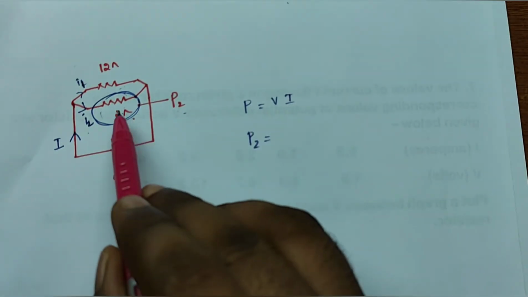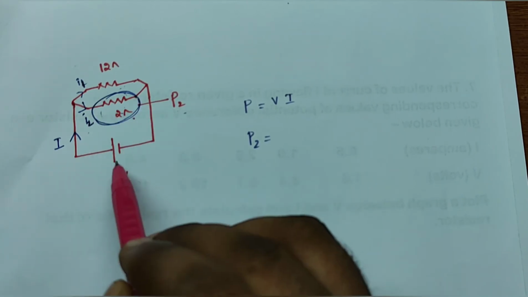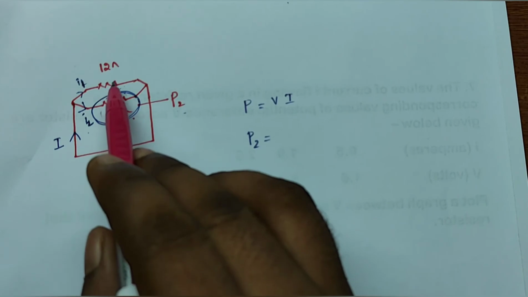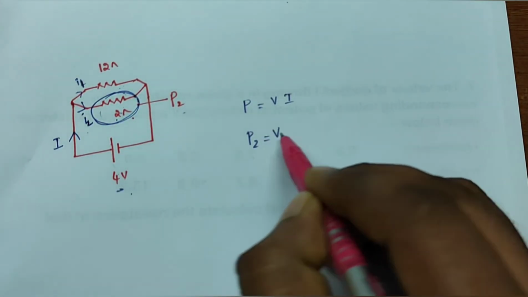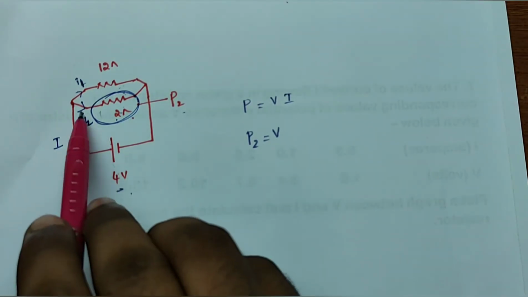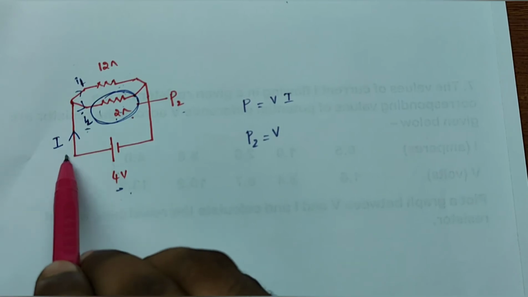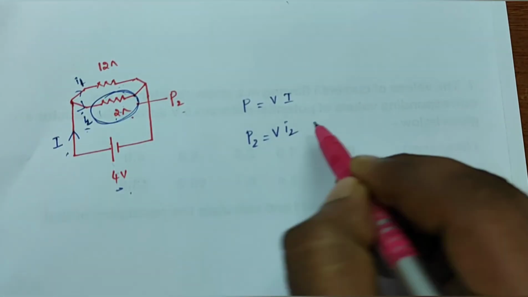what is the voltage across this resistor? Just now I said, in parallel the voltage is constant. The 4 volts will be here, and the same way the 4 volts will come here. So the voltage we know is 4 volts. And what is the current going through this resistor? Here you need to see that the I2 current is going, not the I current. So I am going to write this as I2.